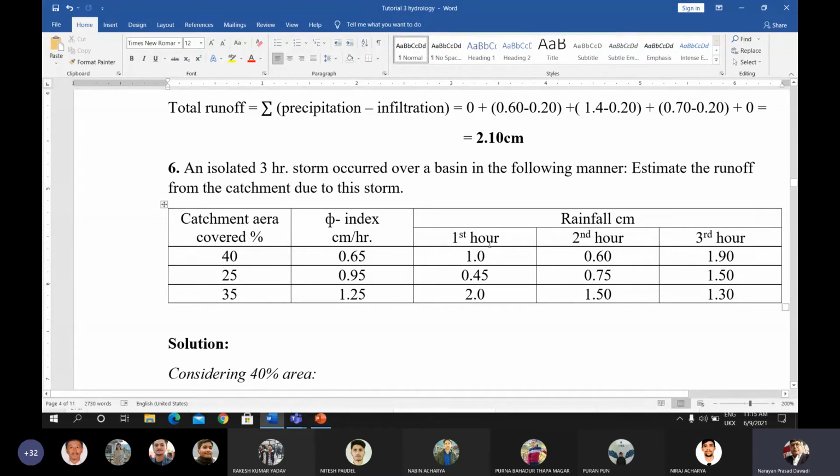Hello, one person please tell me, what will be the intensity of rainfall for the first hour?